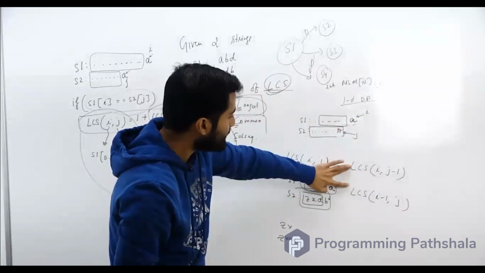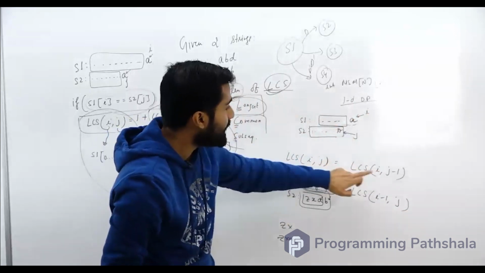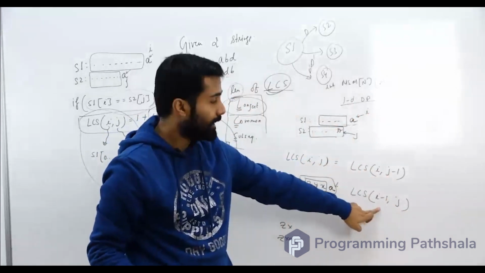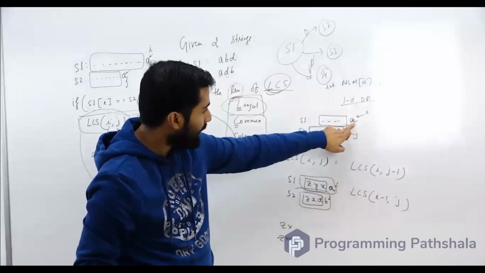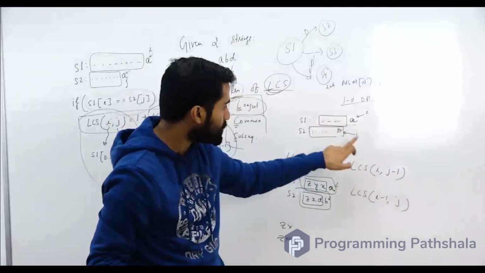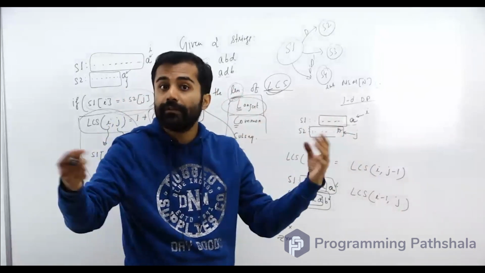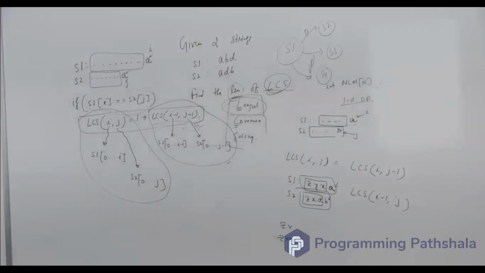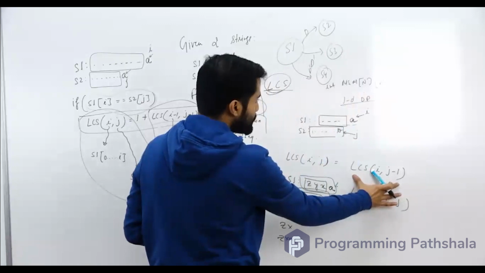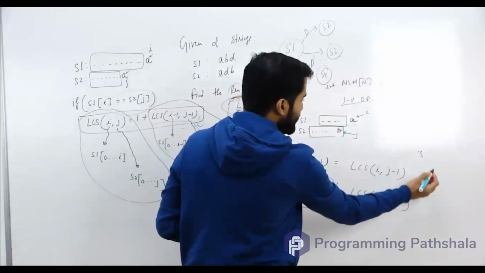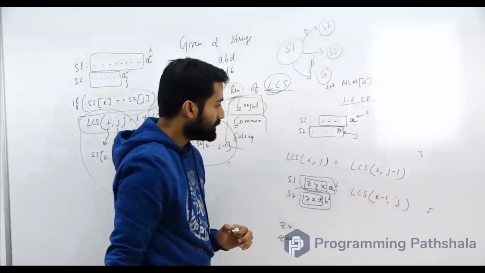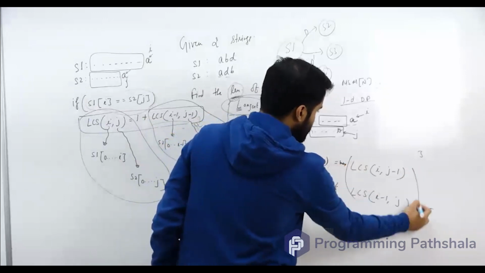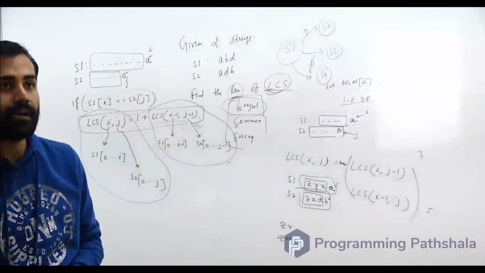The only difference between this and that is here your I is intact and J has moved. And here your J is intact and I has moved. Here you are giving an opportunity for A to match with something, and here you are giving an opportunity for B to match something. And you do not know what will match because you do not know what the future is. So you are exploring both these opportunities, but you do not know where the solution will come from. What if the LCS of I comma J minus 1 is 3 and LCS of this is 5? Then you would want to take the max of these two. So whatever is the max of these two things, that would be your answer.